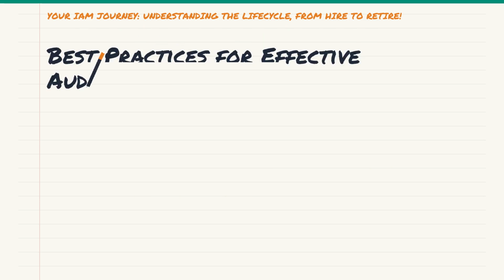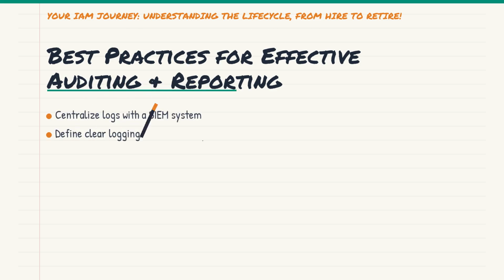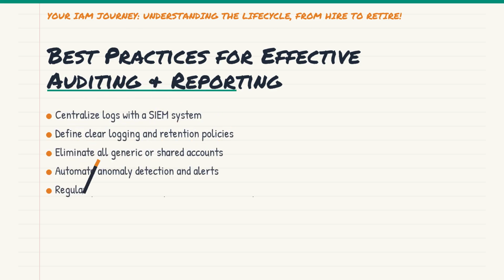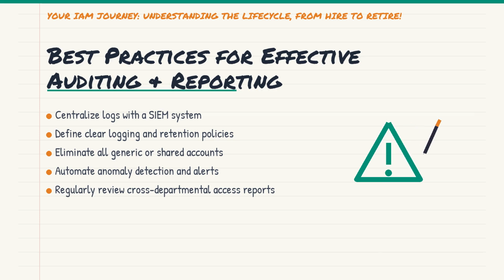To make auditing effective, centralize your logs into a Security Information and Event Management (SIEM) system. This helps correlate events and spots anomalies automatically. Define clear auditing policies, what needs to be logged, for how long, and who reviews it. Crucially, eliminate shared accounts. Every action should be traceable to a unique identity. Regularly review your reports and, for our scenario, specifically look for reports that show cross-departmental access, especially for individuals who have transferred. This proactivity can flag accumulated privileges before they become a problem.